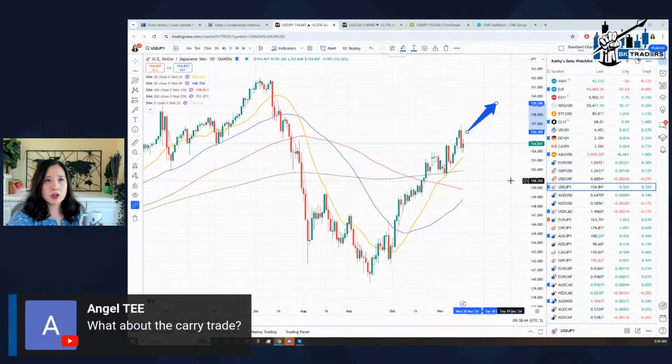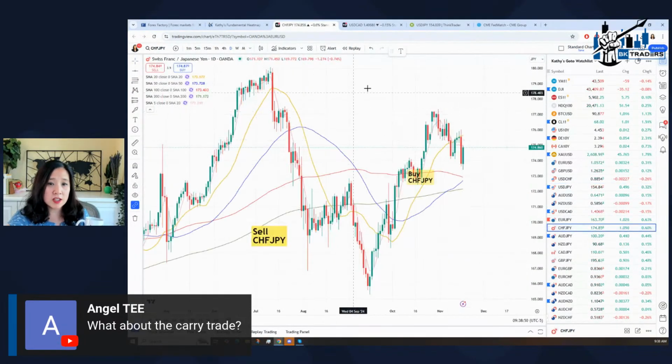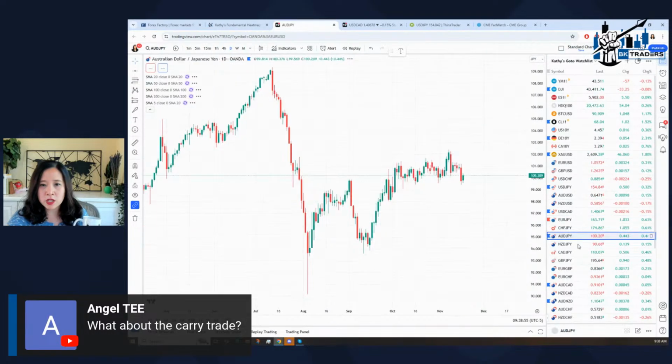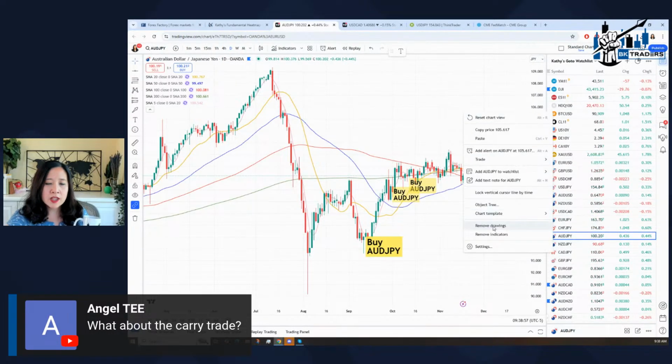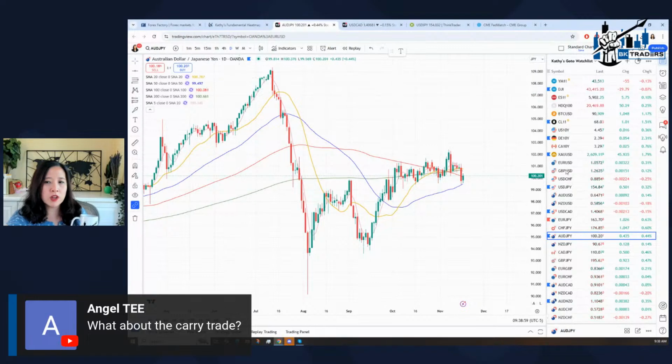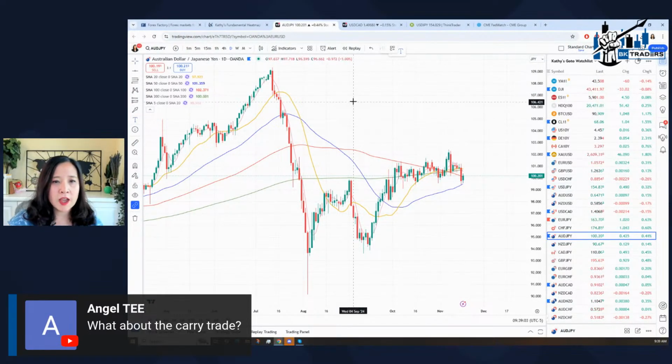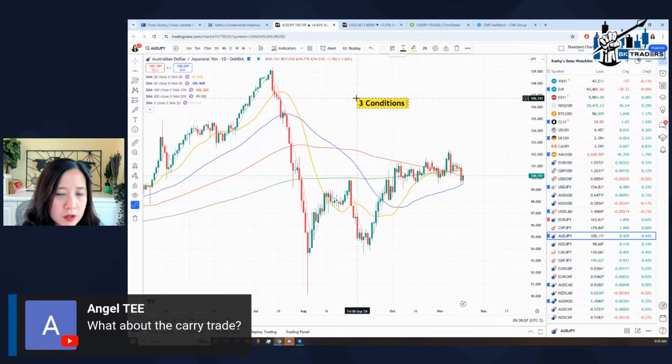What about the carry trade? The carry trade has been working. Let's look at Euro yen, a little lower yield. Aussie yen's a higher yield. Carry trades are working. But one of the most important things to know about carry trades, and I'm going to type this in here, okay? There are 3 conditions that carry trades win.